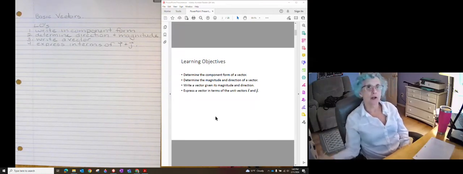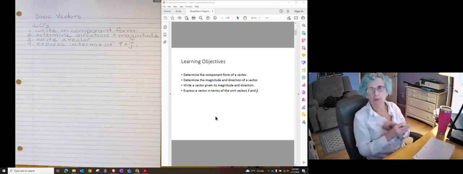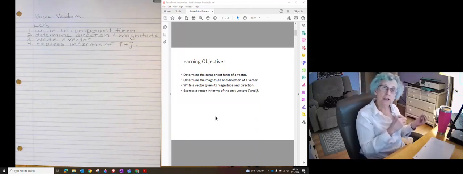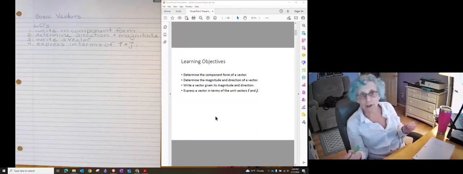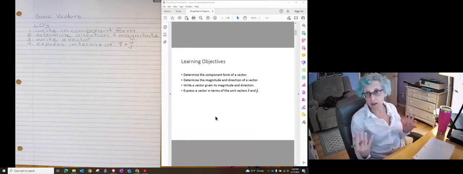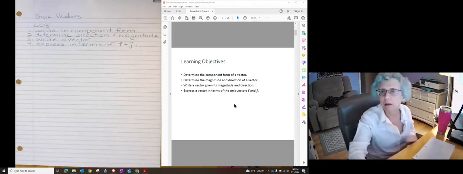Later on, we'll start using them for application problems, and we'll add them and multiply. But right now, we're just going to get a little intro. We're going to write them in component form, determine their direction and magnitude. Given the direction and magnitude, write a vector, and express in terms of the unit vectors i and j, which is pretty simple stuff. It's not hard at all.